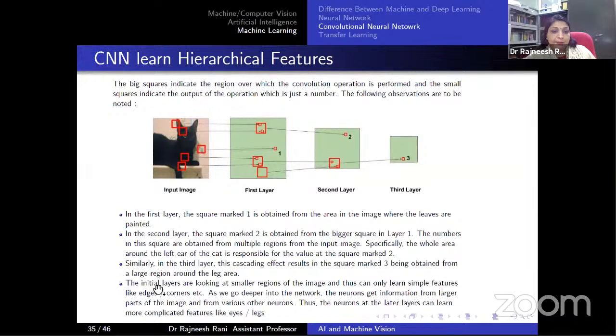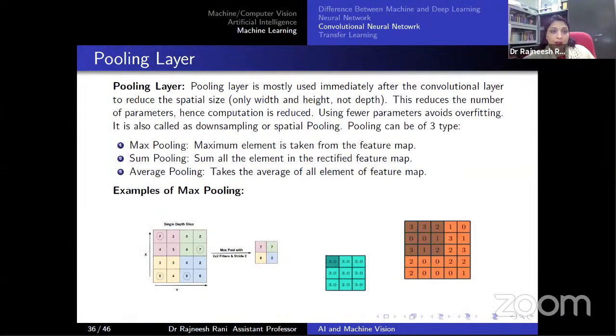So you can see, the initial layers are looking at smaller regions of the image and thus can only learn simple features like edges, corners, etc. As we go deeper into the network, the neurons get information from larger parts of the image and from various other neurons. Thus, the neurons at later layers can learn more complicated features. So initial layers are learning the local view, and at the later layers you are learning the global view. This is all about the convolution layer.